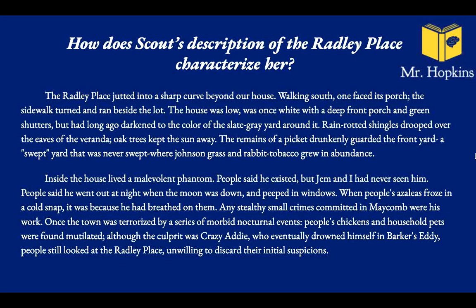When people's azaleas froze in a cold snap, their flowers, it was because he had breathed on them. Any stealthy small crimes committed in Macomb, Alabama, were his work. Once the town was terrorized by a series of morbid nocturnal events. People's chickens and household pets were found mutilated. Although the culprit was Crazy Addie, who eventually drowned himself in Barker's Eddy, people still looked at the Radley Place, unwilling to discard their initial suspicions.